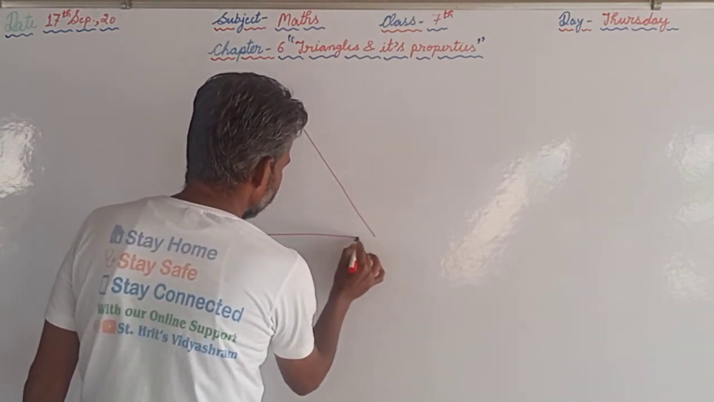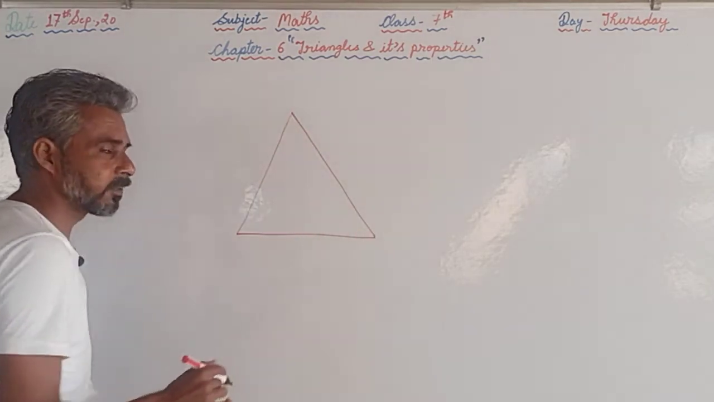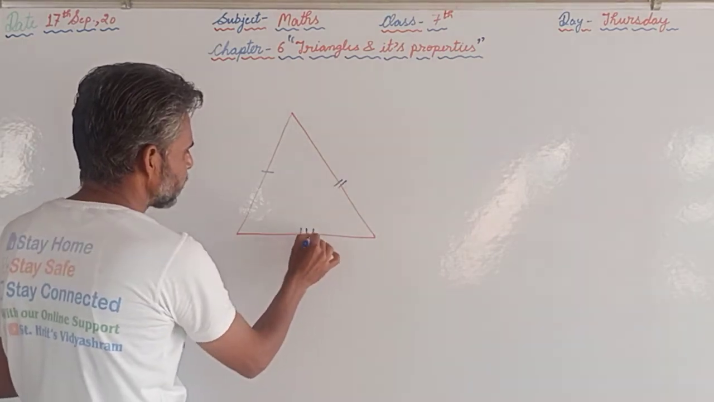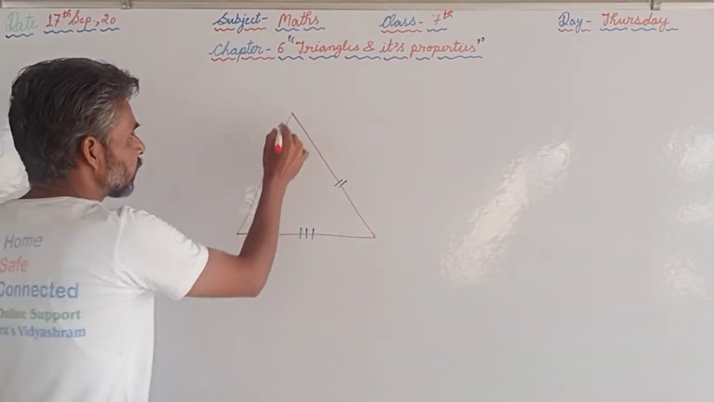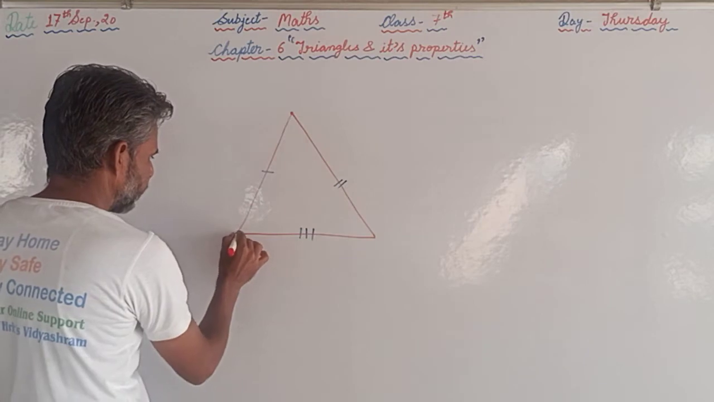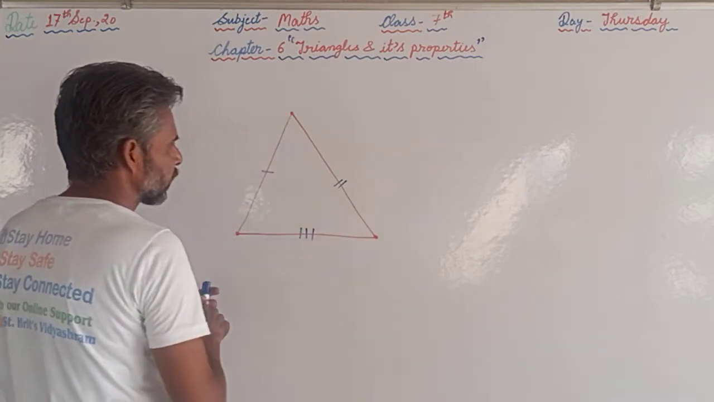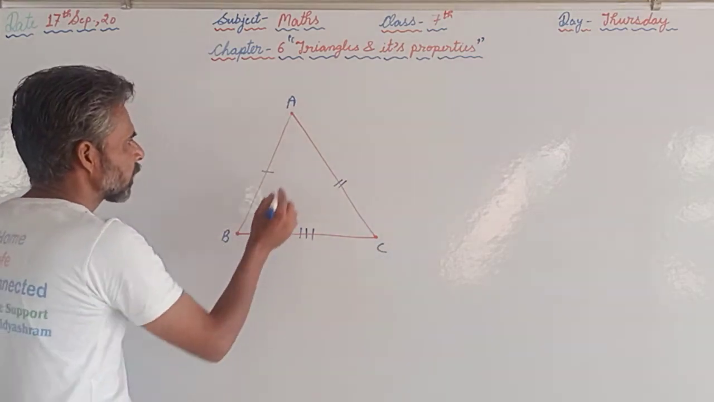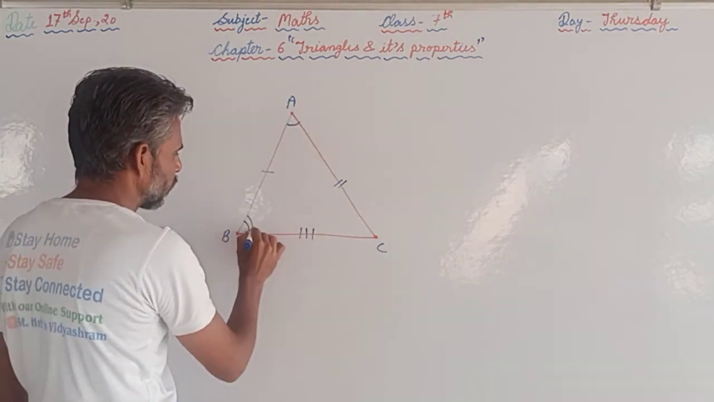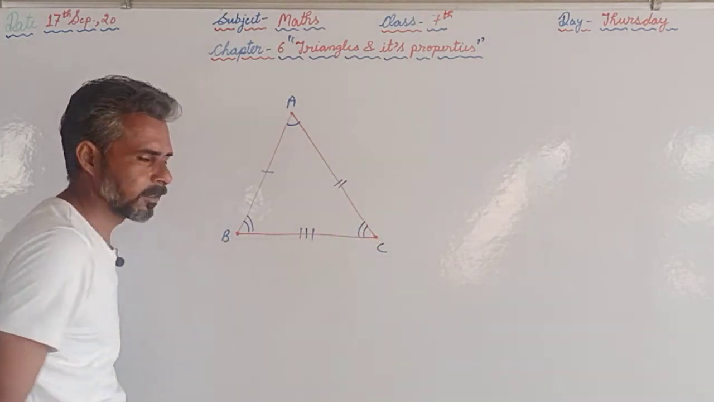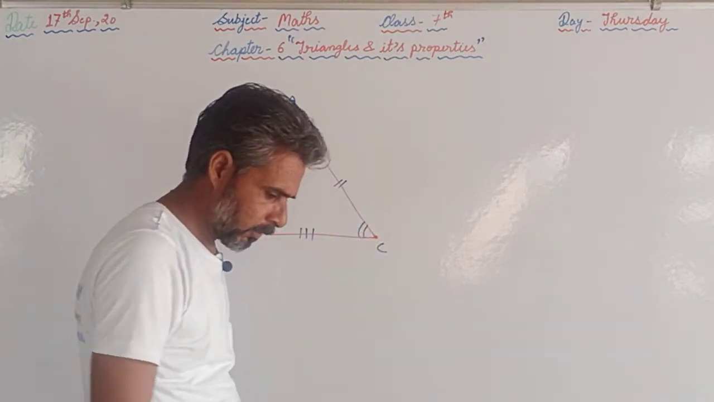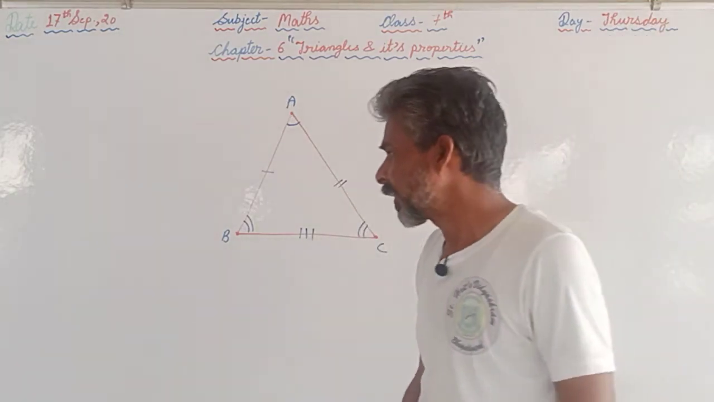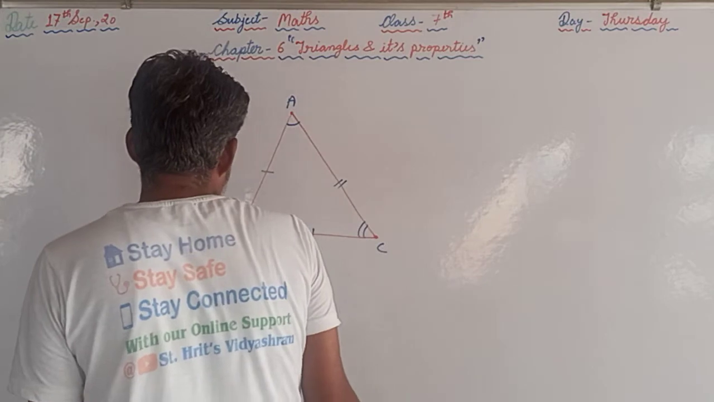So we should draw one triangle. As you all know, a triangle is a closed figure having three sides. How many sides are there? 1, 2, 3. How many vertices are there? 1, 2, 3. Three vertices are there, three sides are there, and three angles are there. So in a triangle, 3 sides, 3 vertices and 3 angles are there.